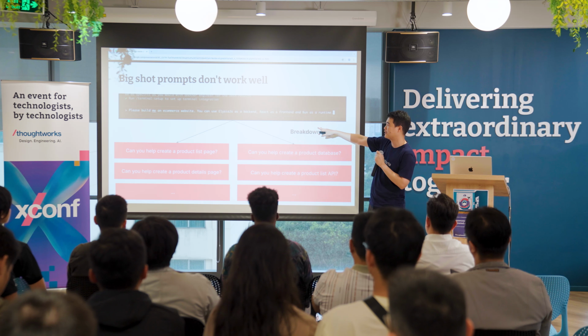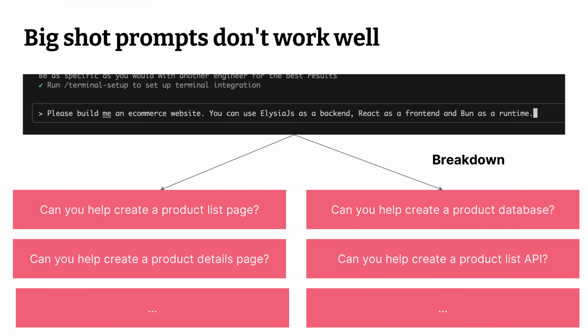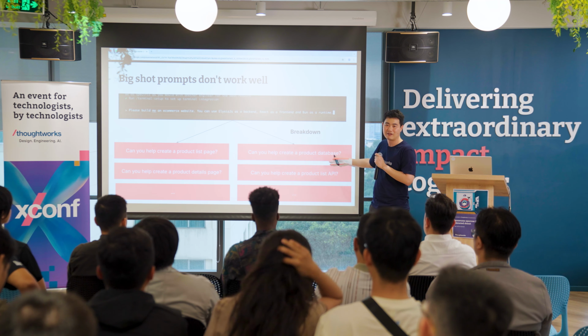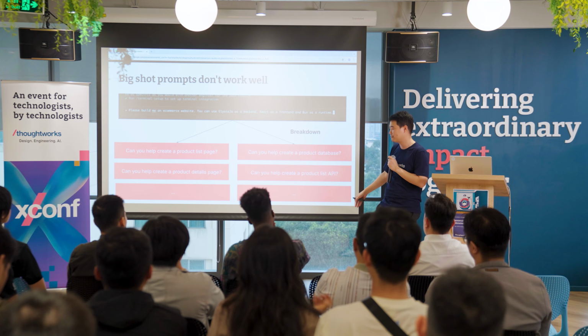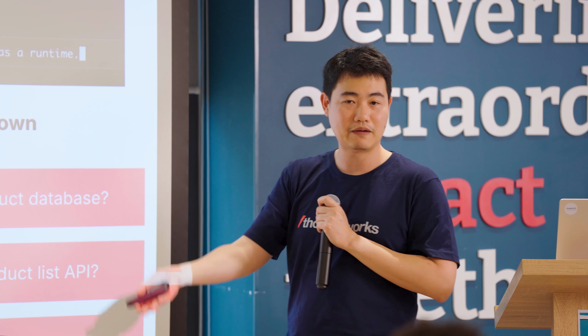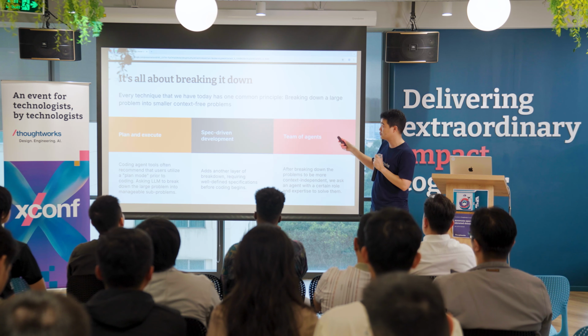Now, a big-shot prompt doesn't work well. You want to build an e-commerce website? Doesn't work. But when you start to break it down, and it can be broken down in different ways, I can break it down into product list page and product detail page, or I can break it down in a way that asks, can you build the database first, can you build the API first, and so on. And different types of breakdown lead to different types of systems as well. I will go back to the coding tools.